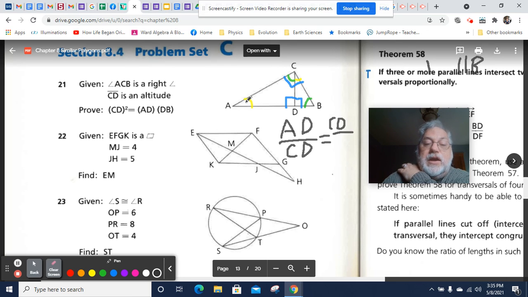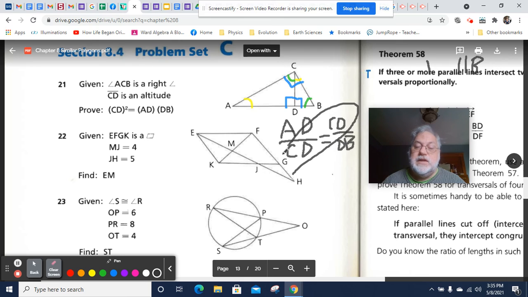So I know this side corresponds to CD. So CD, yellow to blue, as yellow to blue. And then CD now for the left triangle is green to blue as green to blue. So that's what I want, DB, like that. So I went yellow to blue is to yellow to blue as green to blue is to green to blue, for large to small, large to small. And now I've got CD squared equals AD times DB.